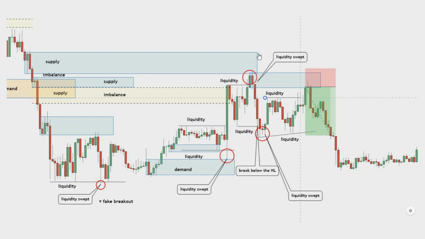I hope you have enjoyed the video. In my opinion, it's all you need to know about the liquidity levels and how to use them. Try to implement it in your trading system and you are going to be surprised by the results.